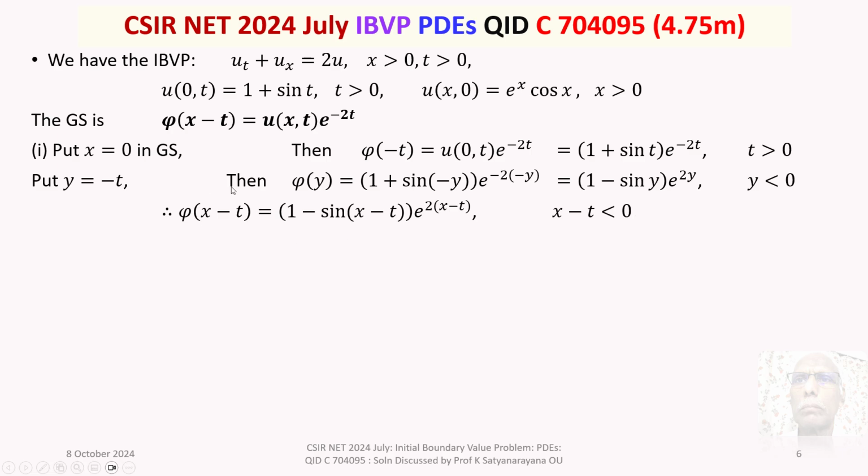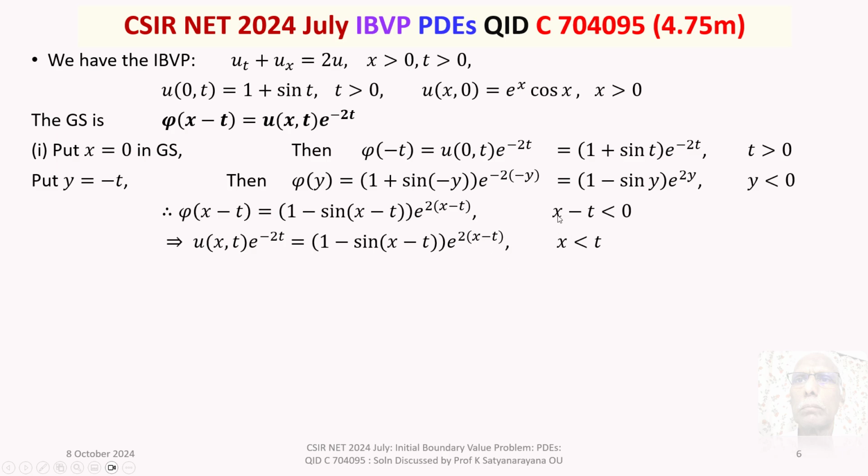So now phi of x minus t is how much? u(x, t) into e power minus 2t. So u of (x, t) into e power minus 2t is equal to, in brackets, 1 minus sine of x minus t, bracket close, e to the power of 2 into x minus t.